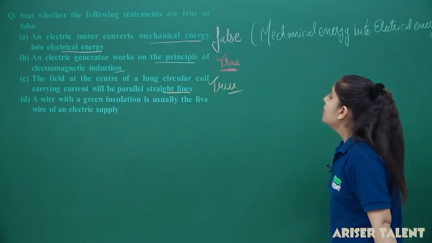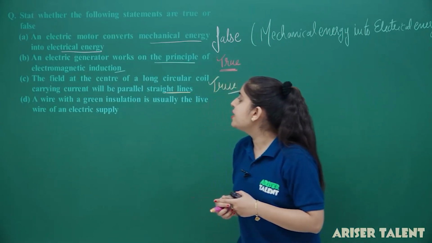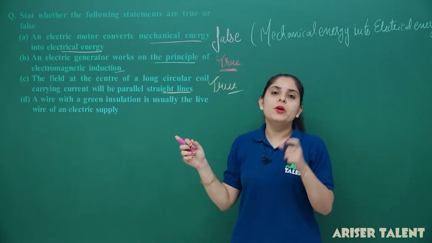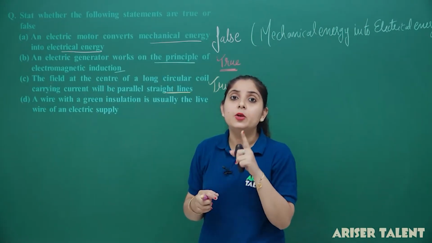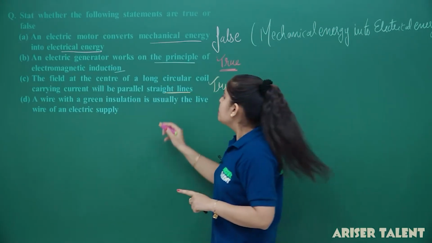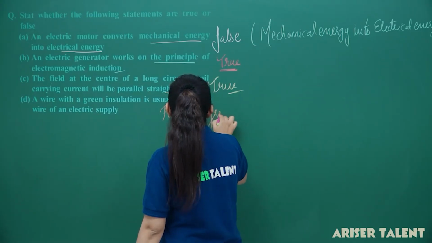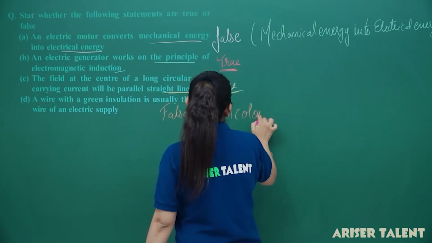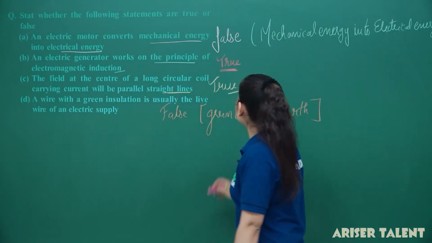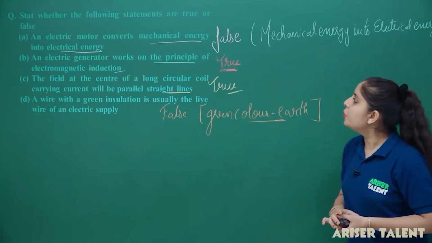Now let us move to the next part. A wire with green insulation is a live wire of an electric supply. So is it true? This is not true because the green insulation is always provided to the earth wire. Live wire will not have a green color. So this statement is absolutely false. And why is it false? Because green color is provided to our earth wire. You have 3 wires in the domestic circuits. So the green color will be of the earth wire. So this is about the true and false.